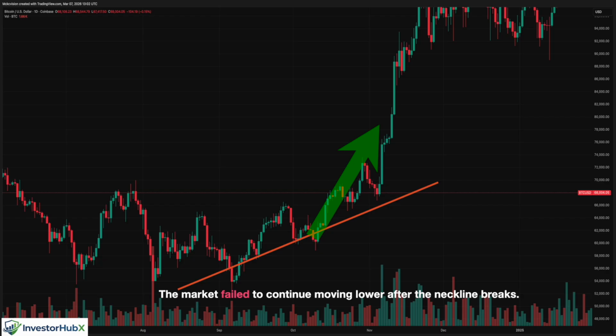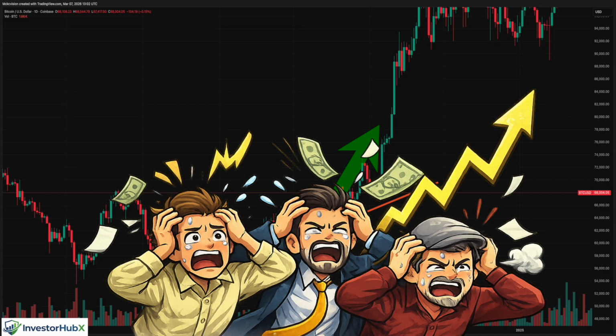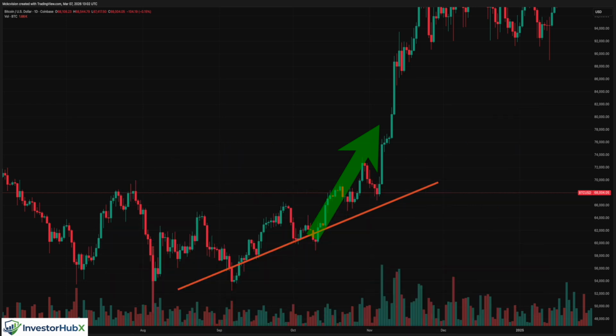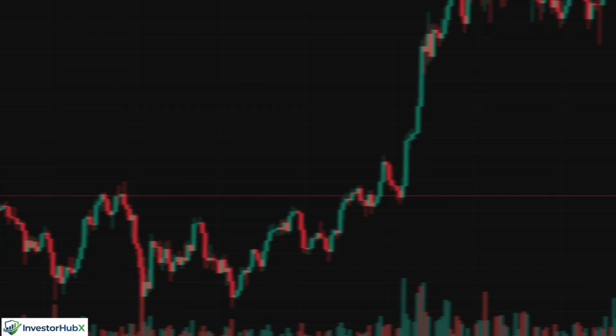When this happens, many traders who entered short positions become trapped. As these traders rush to close their short positions, their buying pressure pushes the market even higher. As you can see, after the pattern failed, the market moved sharply higher.